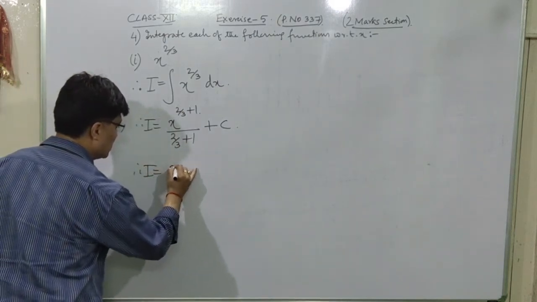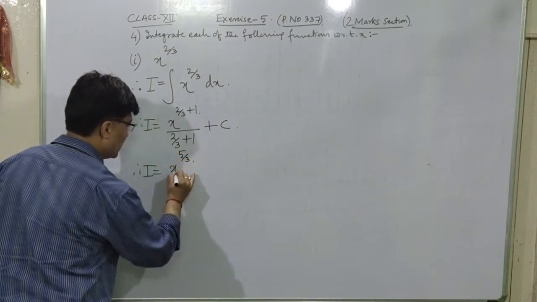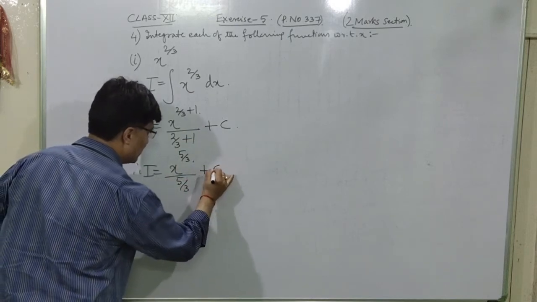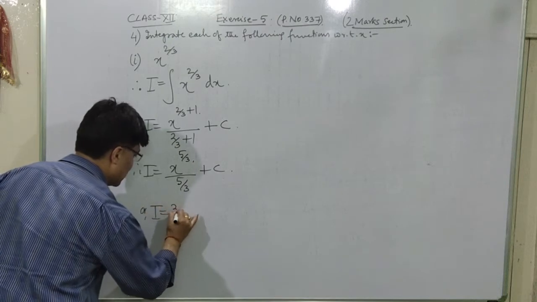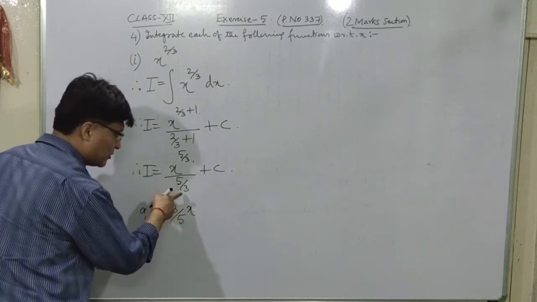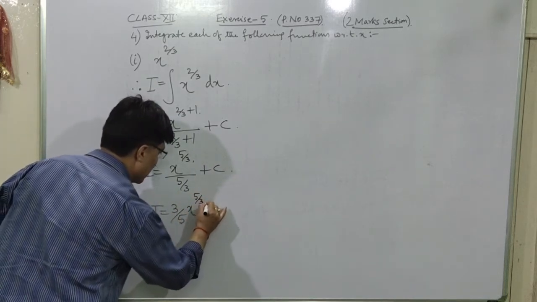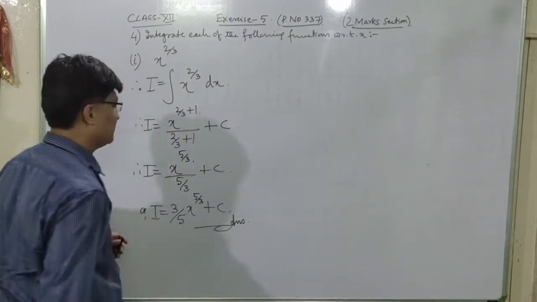Therefore I is equal to x to the power, you can add it, 3 1 3 plus 2, that is 5 by 3 divided by 3 1 3 plus 2, that is 5 by 3 plus c. Or what is the value for I? I is equal to 3 by 5. So when this 5 by 3 goes up, it becomes 3 by 5, x to the power 5 by 3 plus c. So this is the answer.